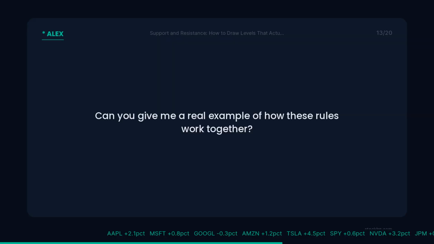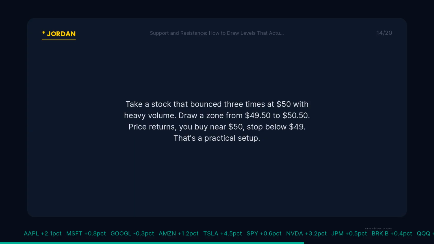Can you give me a real example of how these rules work together? Take a stock that bounced 3 times at $50 with heavy volume. Draw a zone from $49.50 to $50.50. Price returns, you buy near $50, stop below $49.